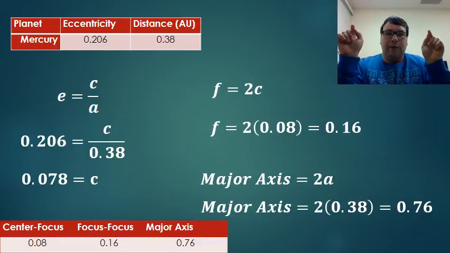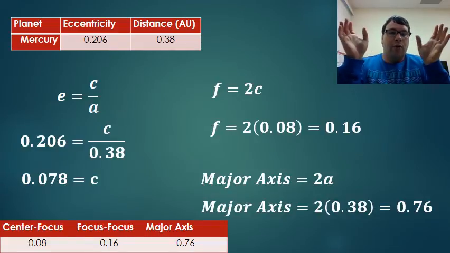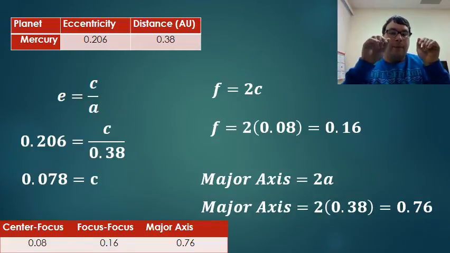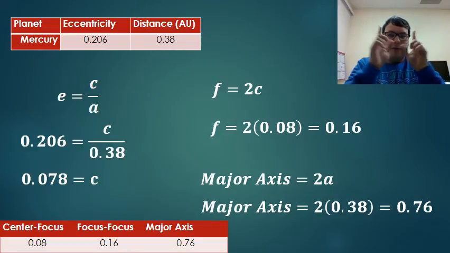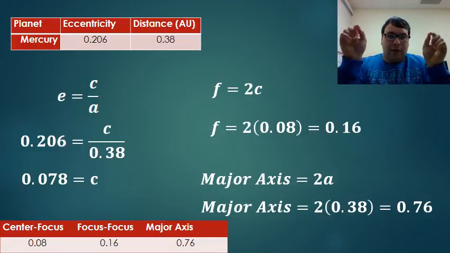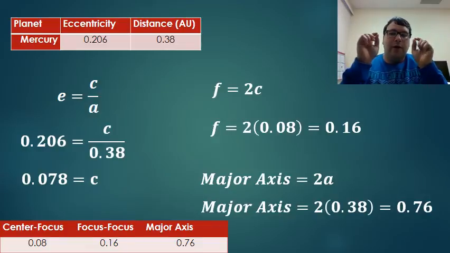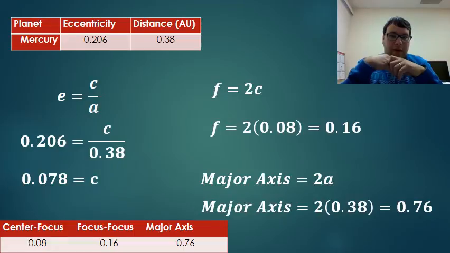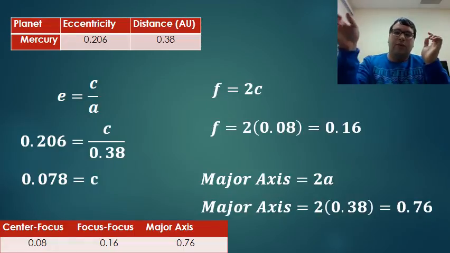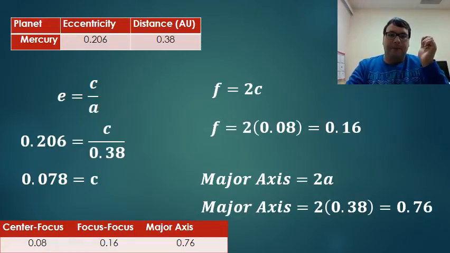Now, here's what's really cool. If you're constructing the orbit of Mercury and you know that your measure between the two foci is 0.16, you know where those 2 pins should be. The length of the string that you're wanting to use when you tie it around and you construct your actual orbit, the length of the string needs to be 0.76 inches. So that way it represents the actual scale of the orbit. So let's look at that.